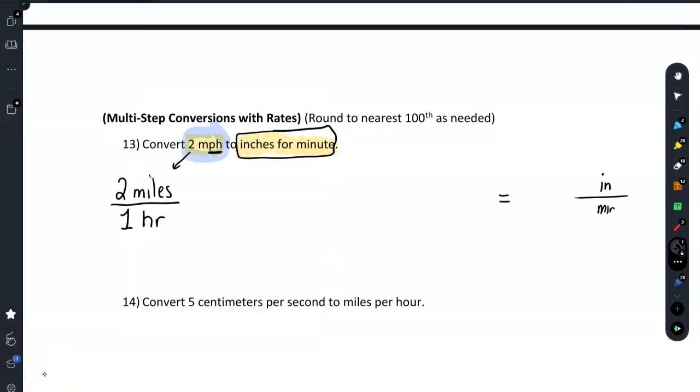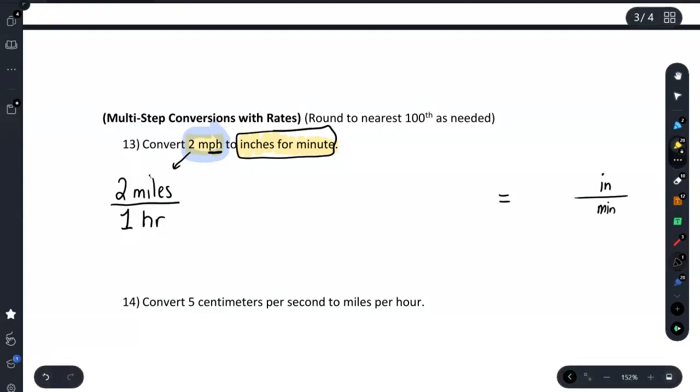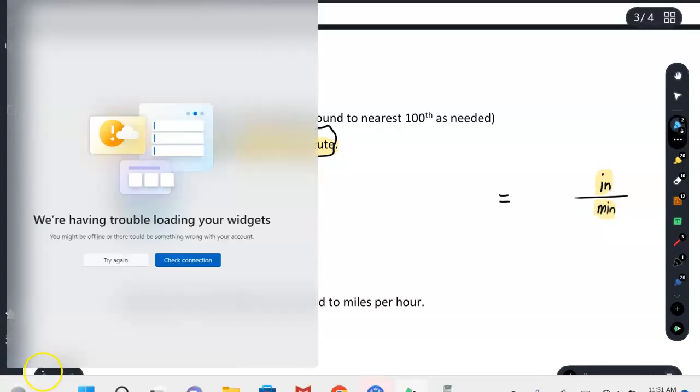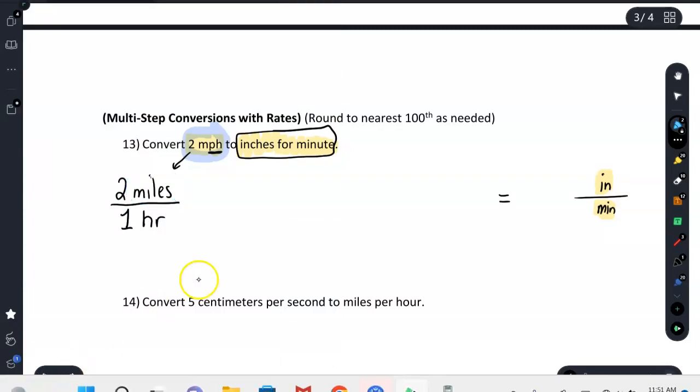So inches per minute. I need to keep in mind what I want: inches on top and minutes on bottom. This tells me which direction I need to go. Right now, I don't have inches on top over here. I have miles up top, and I don't have minutes on bottom. I have hours on bottom. So how do I start?